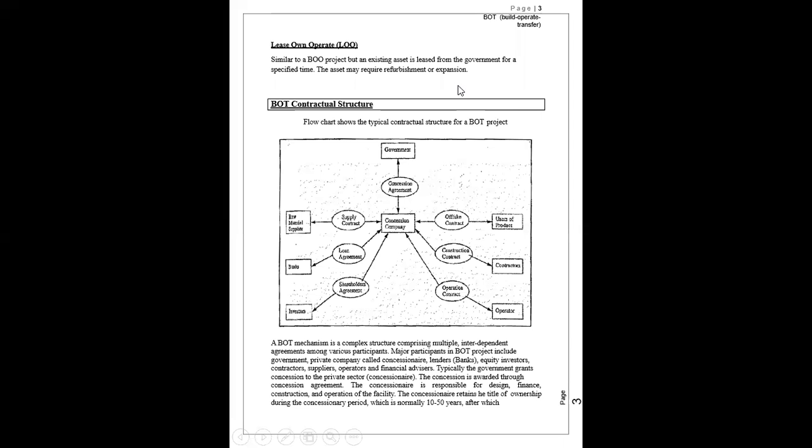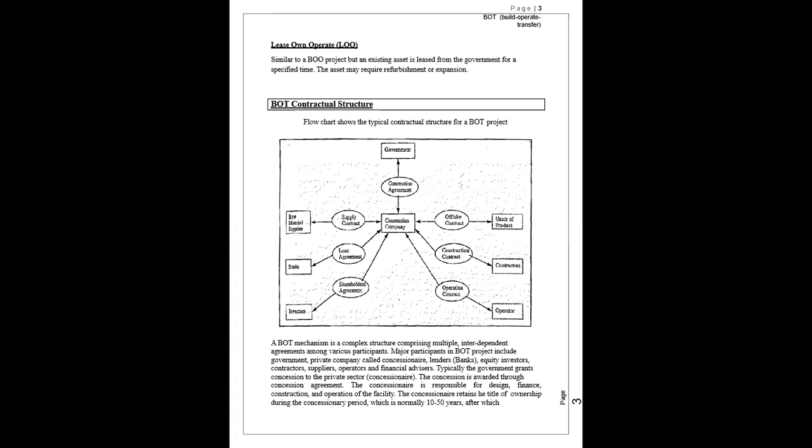So we are talking about this contractual structure of BOT, and this particular flowchart explains it. So government is at top, then concession agreement and concession company. So government makes that concession agreement to that concession company.